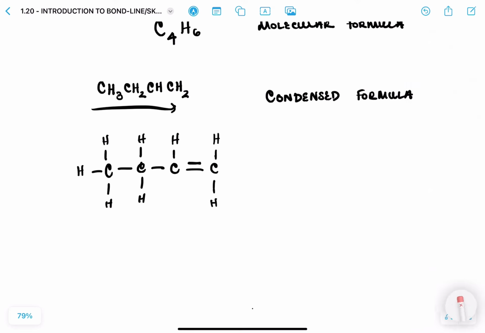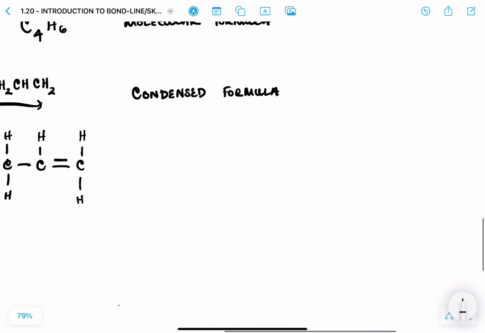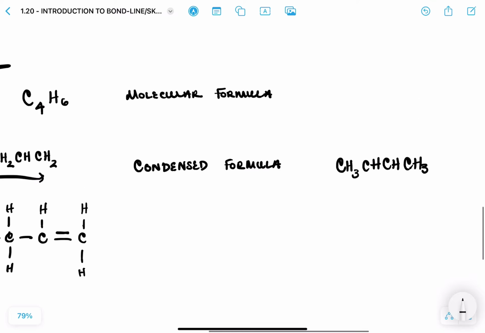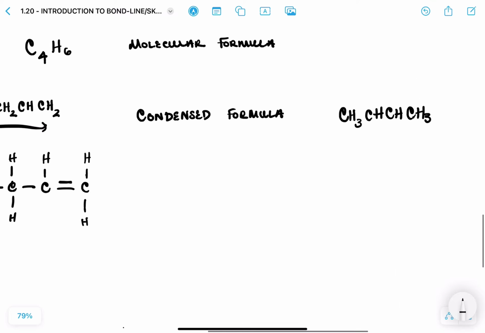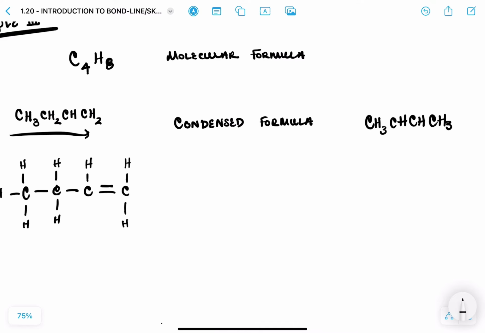Now, if I were to give you another condensed formula, let's go to the right-hand side and say instead CH3, CH, CH, and then CH3. It'd be the same molecular formula, C4, this should be C4H8. Copied that down incorrectly. And so if you add these up, you have 3, 5, 6, 7, 8, and then same thing, 3, 6, 7, 8.